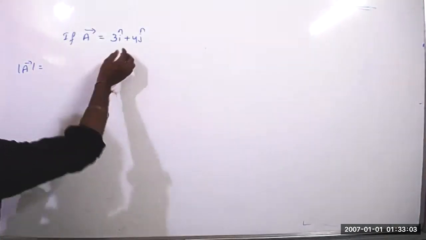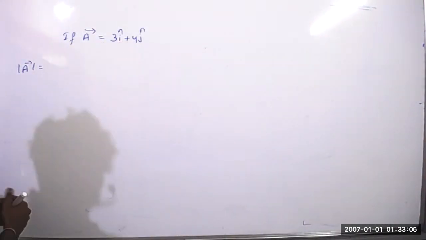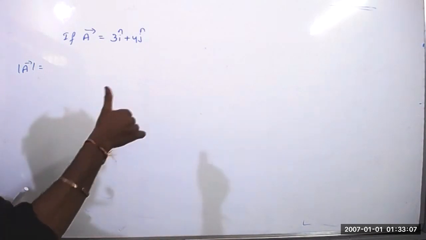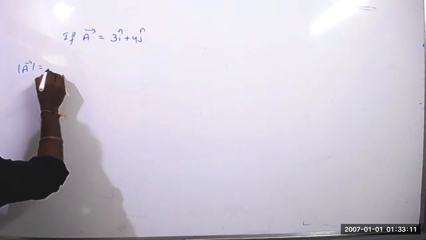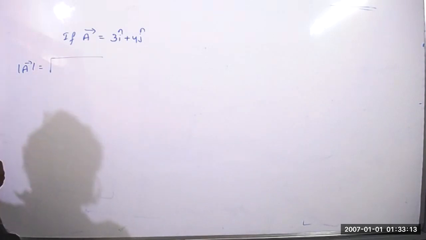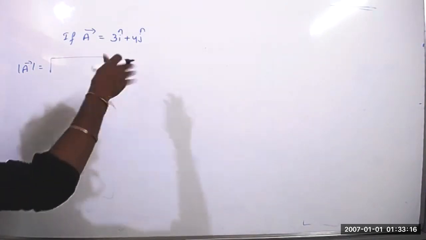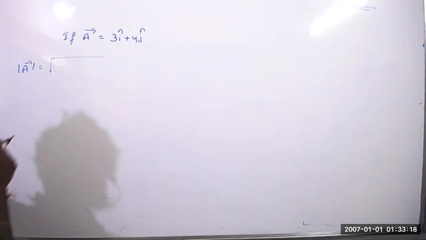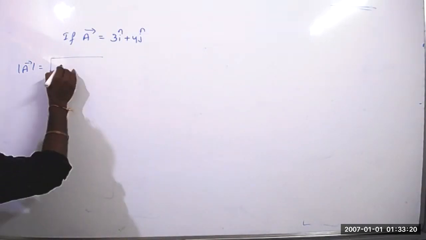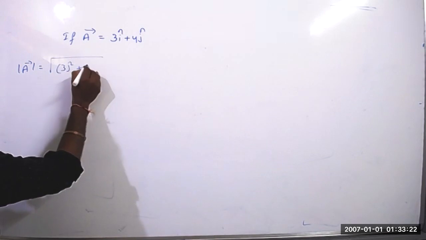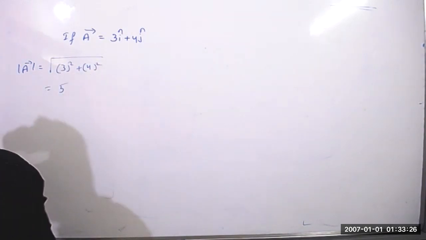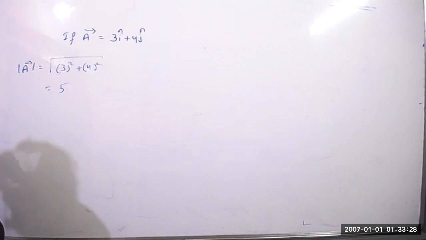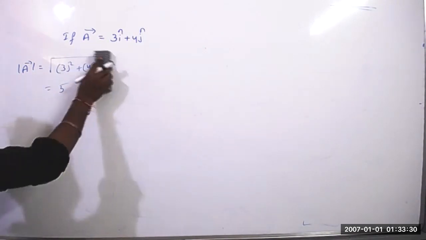Cos 90, i and j are always at a 90 degree angle, right? So cos 90 equals 0. Very good. Root of 3i cap square, we don't need i, the direction. We want only the magnitude, right? So 3 square plus 4 square, you will get 5. Clear? If you have this much idea, you will do this problem.